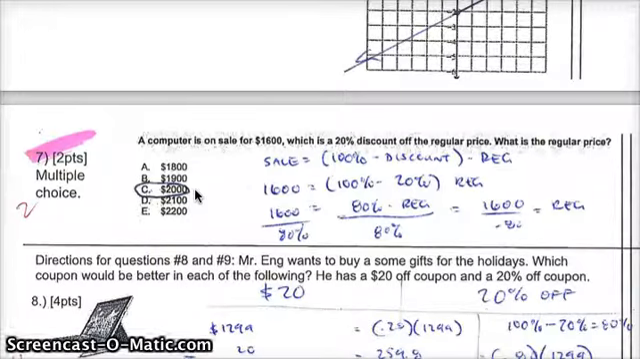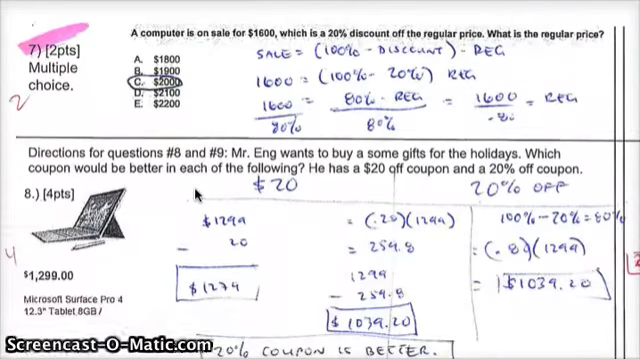Multiple choice is just correct or wrong. I'm not really looking at your work.